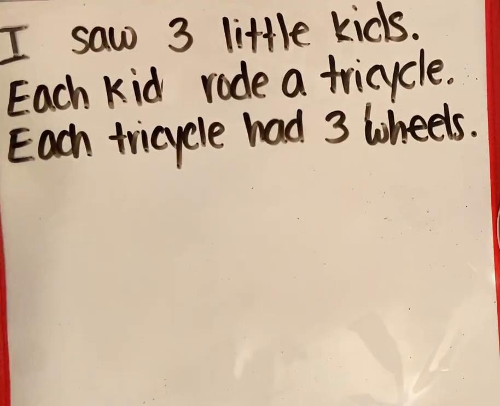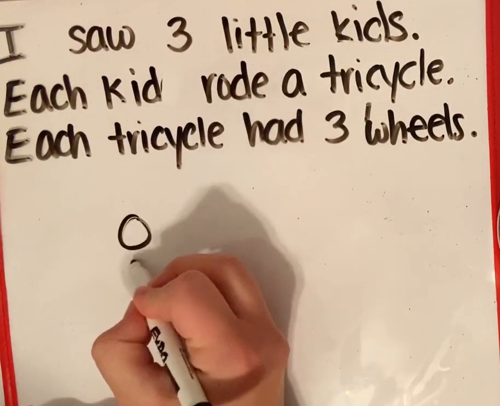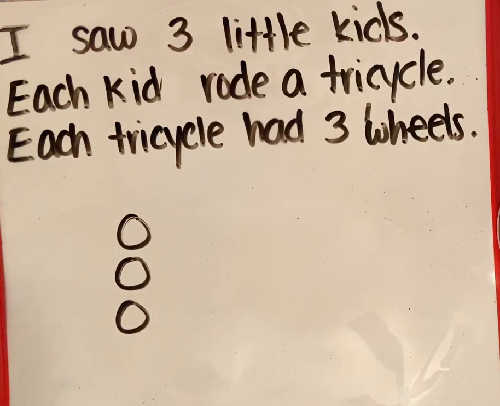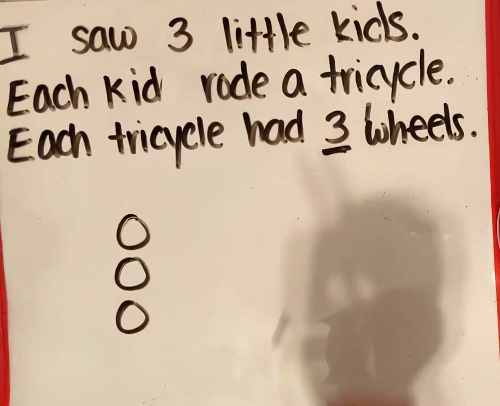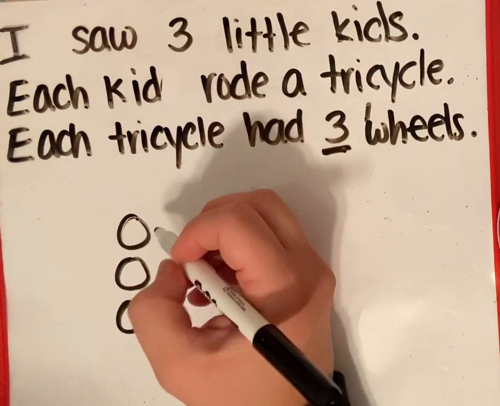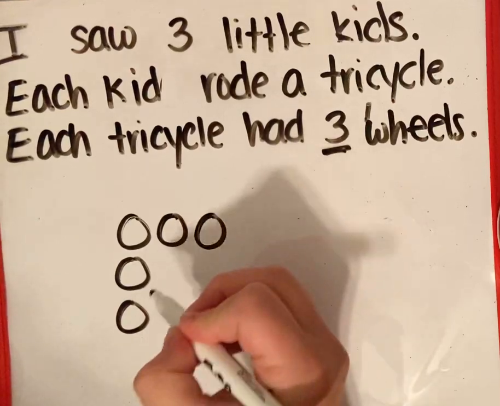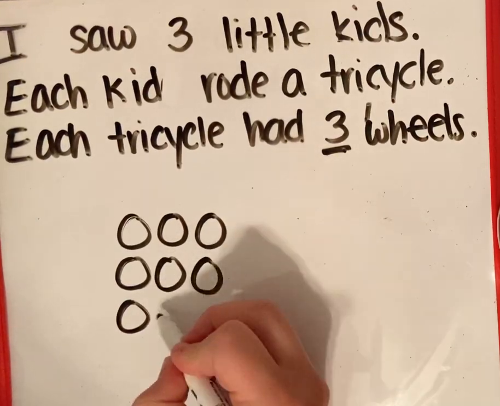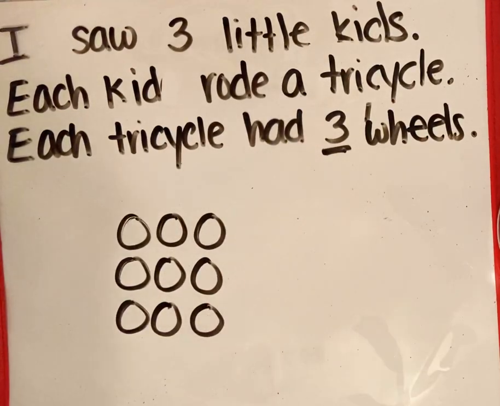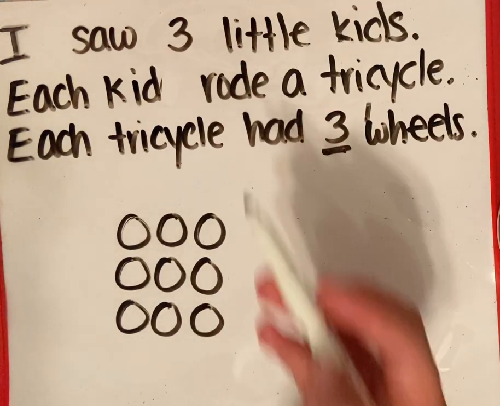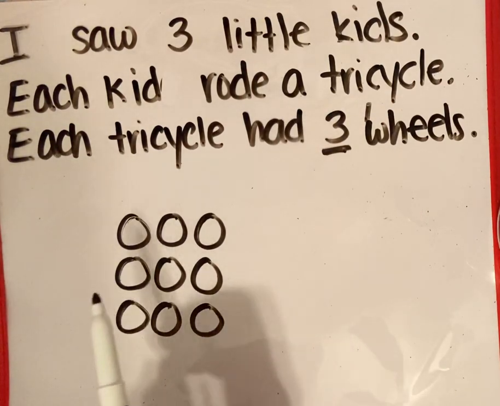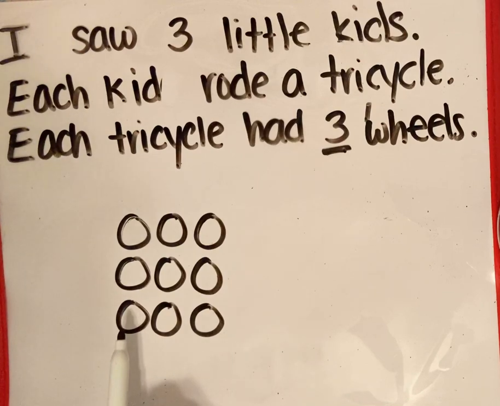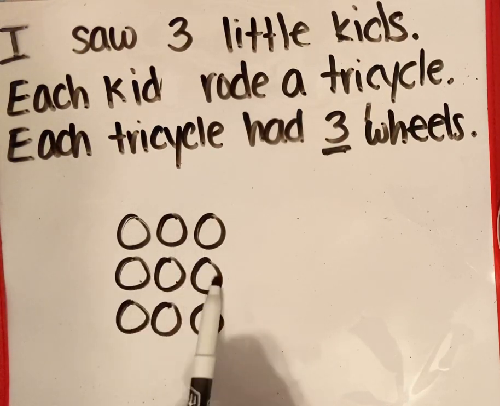Let me draw it again. So I have 3 groups, so I'm going to draw 3 going down. And then I have 3 wheels in each group. So each row gets 3 circles. And now I have my array to help me solve this problem. 3 little kids rode a tricycle, okay? Each tricycle had 3 wheels, and my array is done.